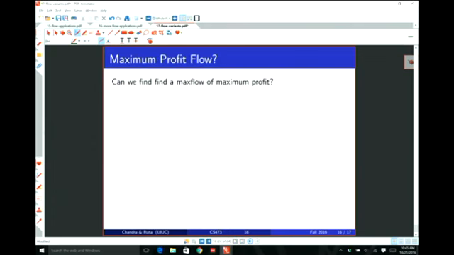And what about maximum profit flow? Instead of saying minimum cost, maximum flow, I want maximum profit. How will you find that? What's the definition? You haven't given your definition, right? So each edge has a profit p_e, and my flow profit is the sum of these. I want to find the S-T maximum flow of maximum profit. Can I solve this?